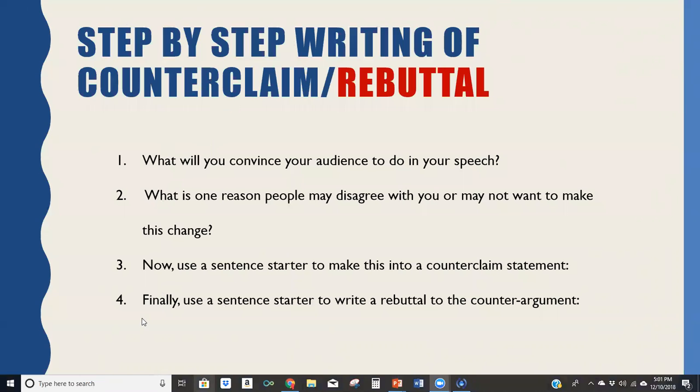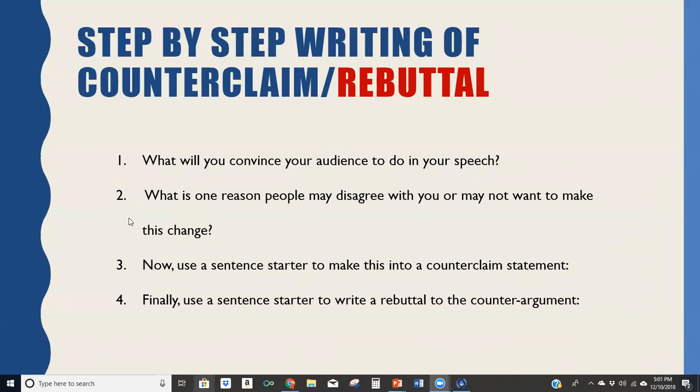You are going to then have to go in and find the evidence. But I think the problem with most students is, how do you even start? If you start this way and think of these things, you're going to write a solid paragraph with the counterclaim and rebuttal. What will you convince your audience to do in your speech? What is one reason people may disagree with you, or why they may not want to make this change? Number 2 is really important, right? Finding out what that counterclaim is.